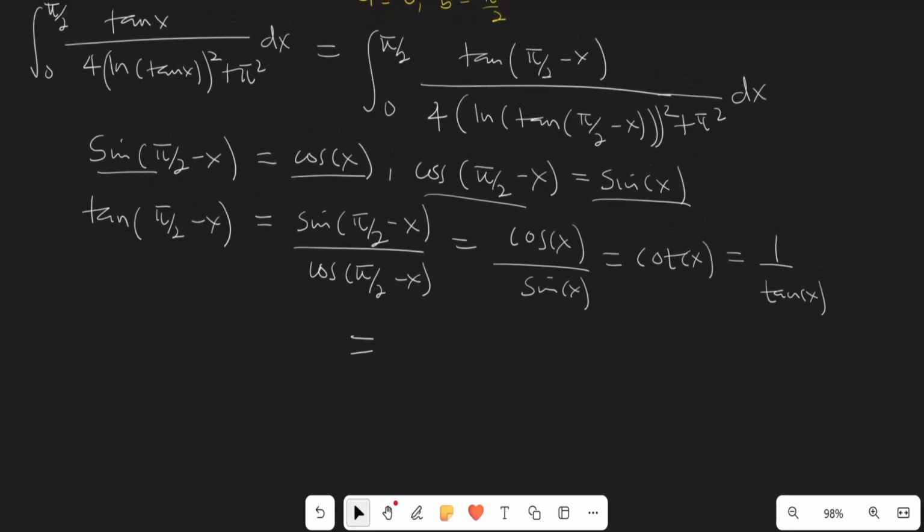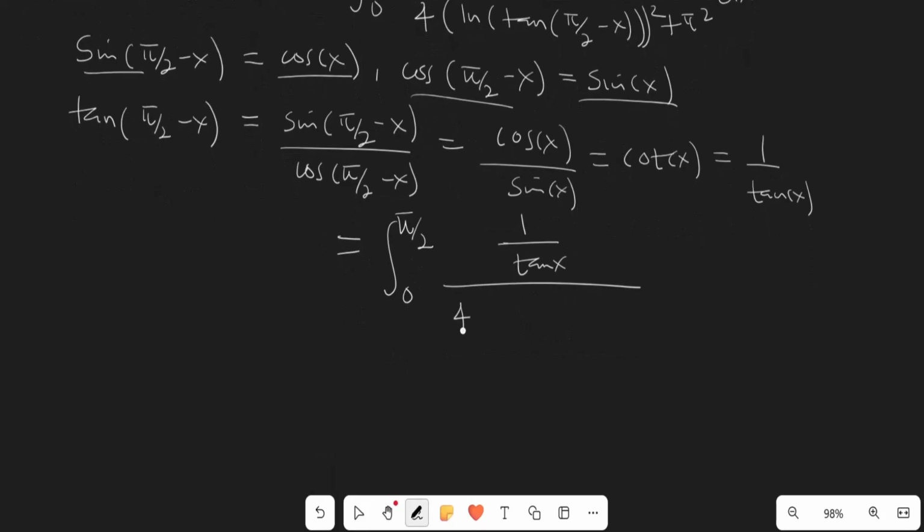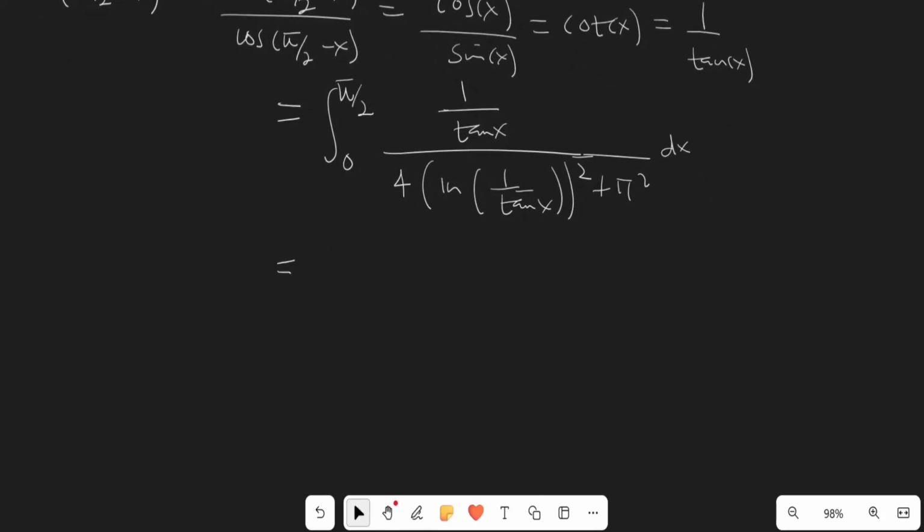So our integral now becomes the integral from 0 to pi over 2 of 1 over tan of x in the numerator, divided by 4 natural logarithm of 1 over tan of x, all this squared plus pi squared dx. In the end, this simplifies to the integral from 0 to pi over 2 of 1 over tan of x, divided by 4 natural logarithm of 1 over tan of x, which is equal to negative logarithm of tan of x, using the laws of logarithms, plus pi squared dx.